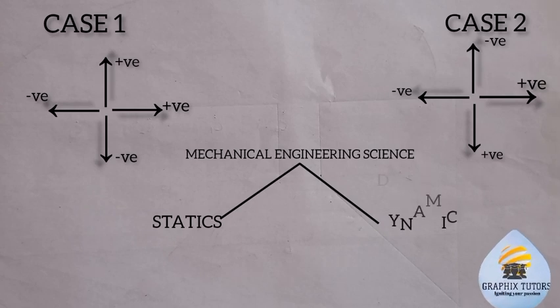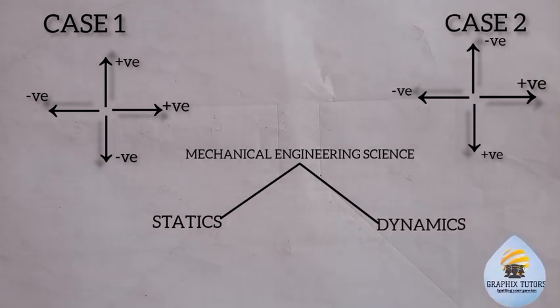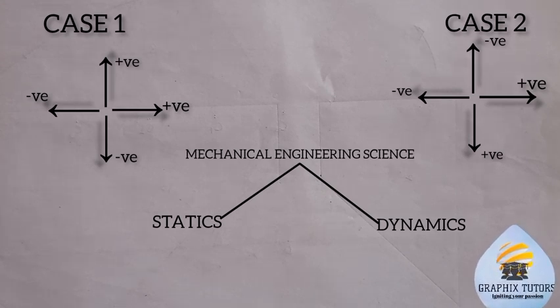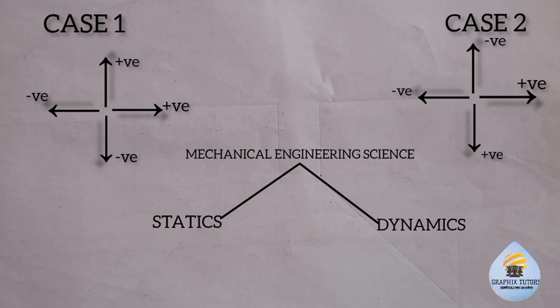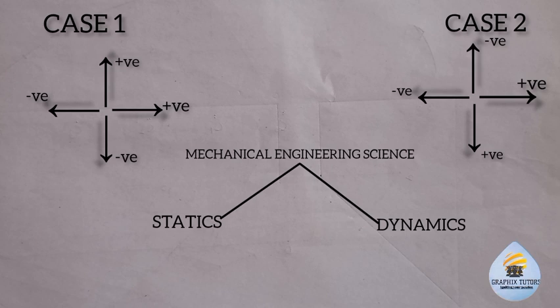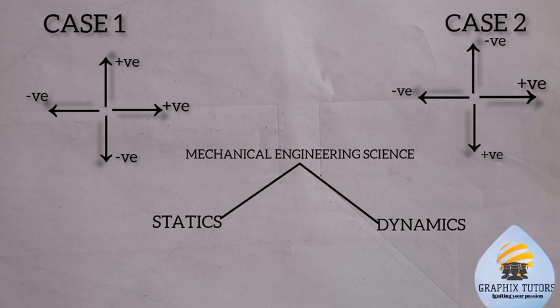Now, when you talk about statics, statics support the first that says that forces facing upward is positive, forces facing downward is negative, forces facing the left is negative, forces facing the right is positive. While dynamics support force facing upward is negative, while the force facing downward is positive, the one facing the right is positive, and the one facing the left is negative.